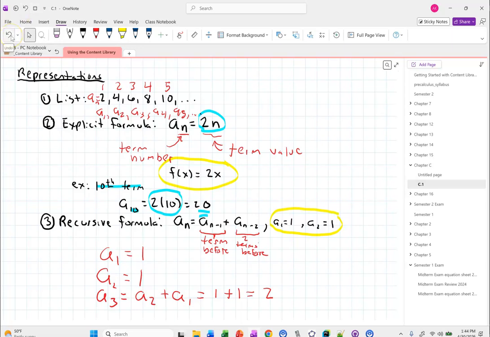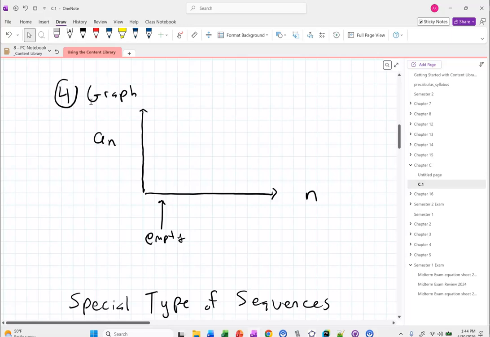So that's the main advantage of recursive formulas, that they are easy to describe some sequences that are really difficult to describe explicitly, even though they're not convenient to use if you want to iterate a bunch of things.